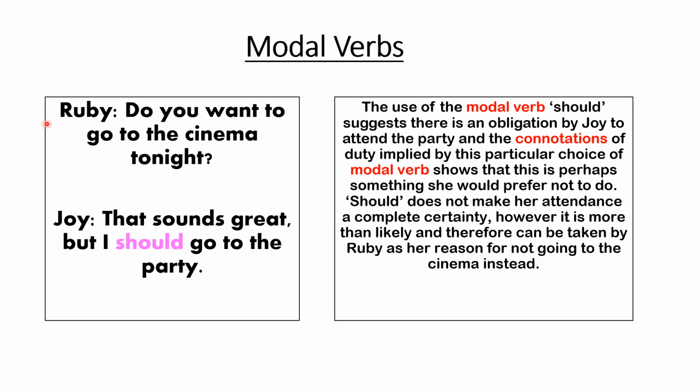Here we have Ruby saying, do you want to go to the cinema tonight? And Joy saying, that sounds great, but I should go to the party. And if we were to write about this, we might say something along the lines of, the use of the modal verb should suggests there is an obligation by Joy to attend the party, and the connotations of duty implied by this particular choice of modal verb shows that this is perhaps something she would prefer not to do. Should does not make her attendance a complete certainty, however it is more than likely and therefore can be taken by Ruby as her reason for not going to the cinema instead.